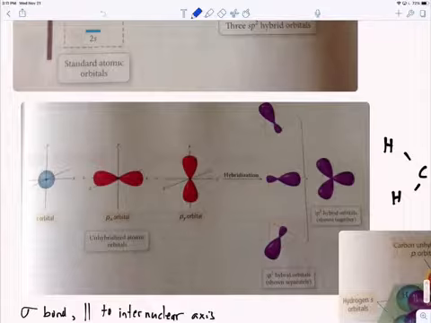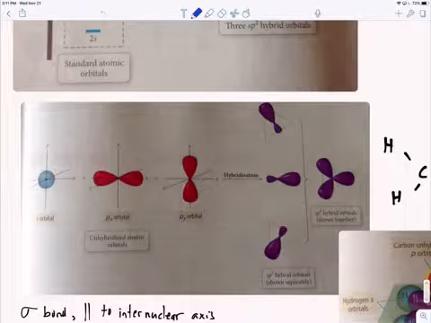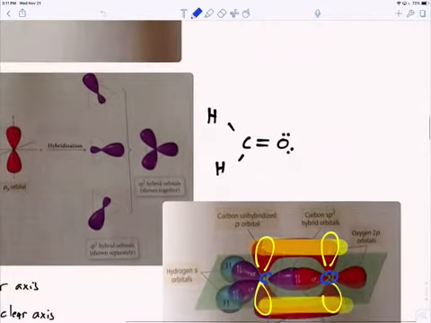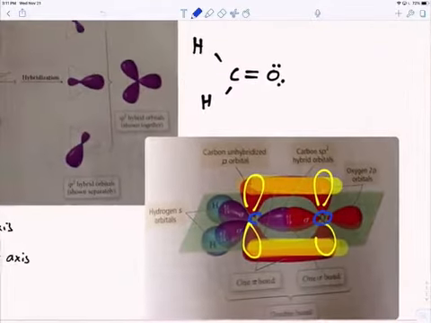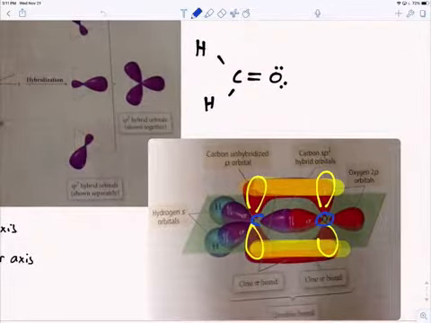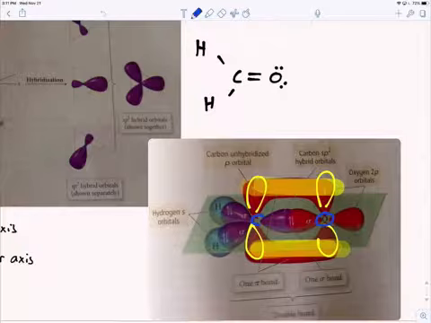Well, each one is a big lobe and a small lobe, and then all three overlapping has this kind of 3-leaf clover thing all in the plane. But then how do you deal with double bonds? So this is formaldehyde, H2CO, so C double bond O. How does a double bond work?